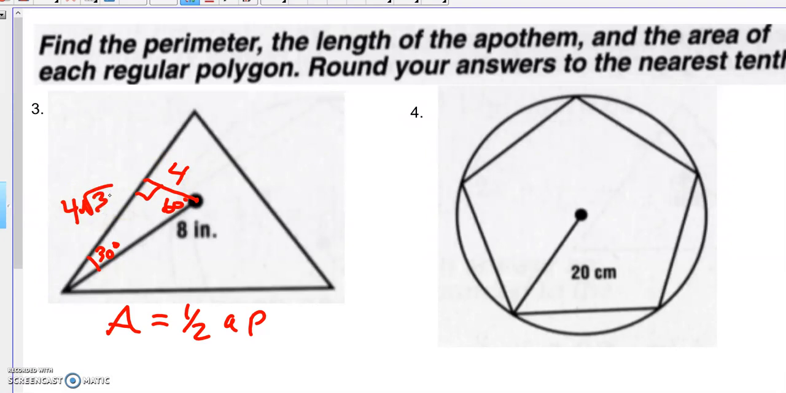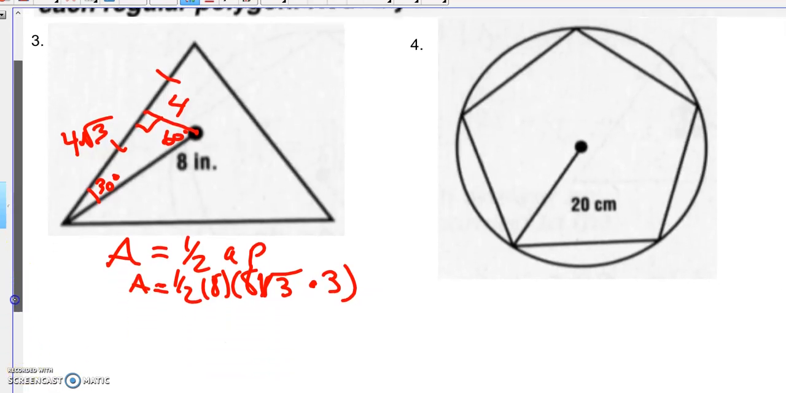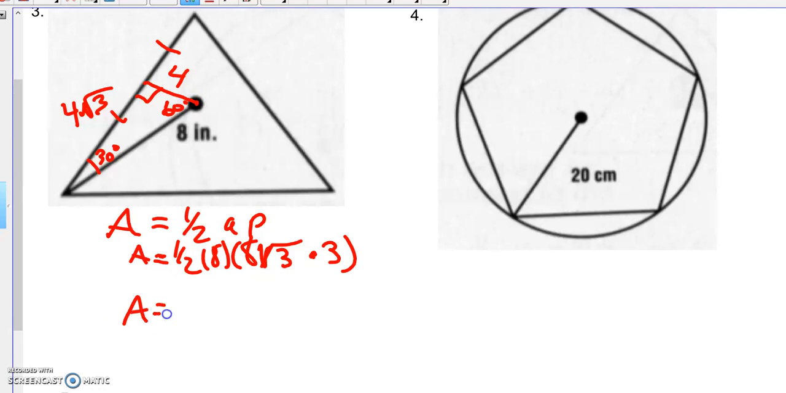Okay, and therefore my side will be 4√3 plus 4√3, that's 8√3. But then there's 3 sides, so times 3. That'll be my perimeter. My apothem's 4. 1/2 times 4 times 8√3 times 3 will give me my area. Calculate that out. My area will be 48√3 inches squared.